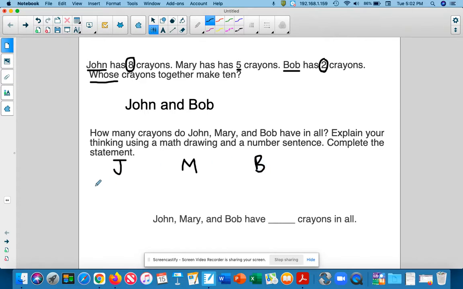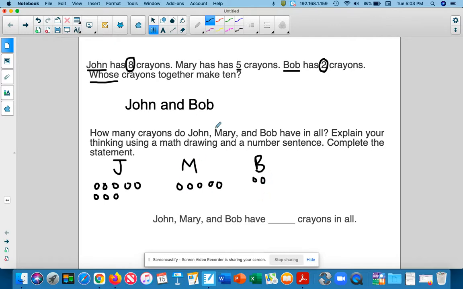And I'm going to draw out the 8 for John. So I have, and I set it up like a 10 frame, so it's easier for me to count. So I have 5, 6, 7, 8. Mary has 5. And we know that Bob has 2.